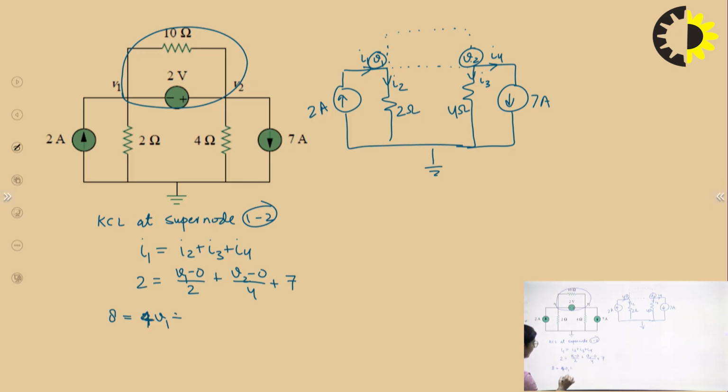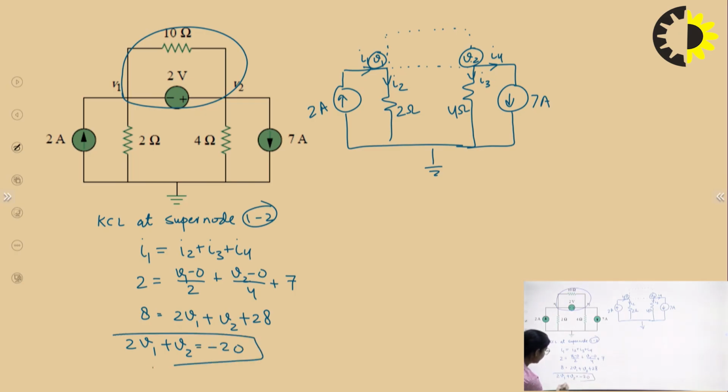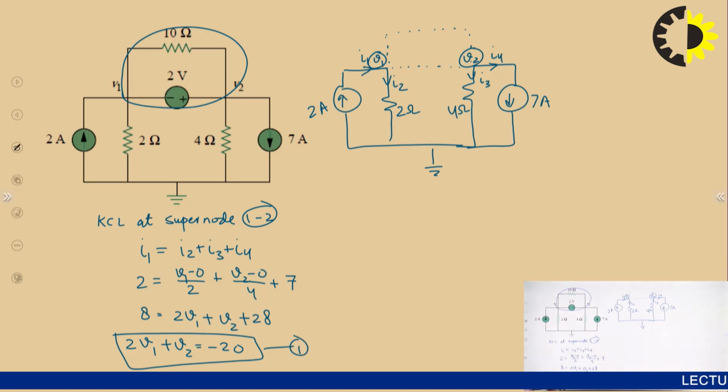4V1 plus 2V2 plus 28. No. So this equation will be 8 is equals to 2V1 plus V2 plus 28. Now 2V1 plus V2 is equals to minus 20. This is equation 1. There are two variables, but I am having one equation only.